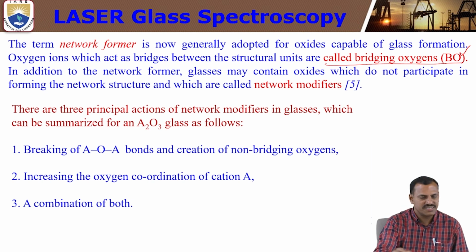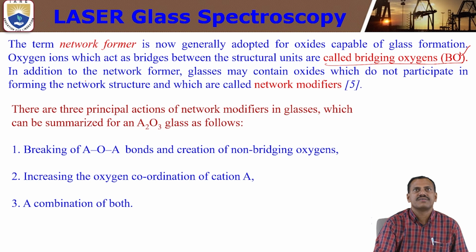In addition to the network formers, glasses may contain oxides which do not participate in forming the network structure, and which are called network modifiers. So here 2 things are very important: glass formers, that is network formers, which are nothing but glass formers, and the other one, network modifiers. Both are important.